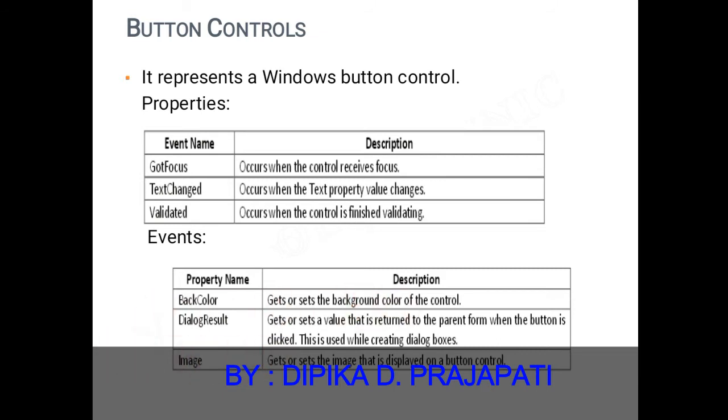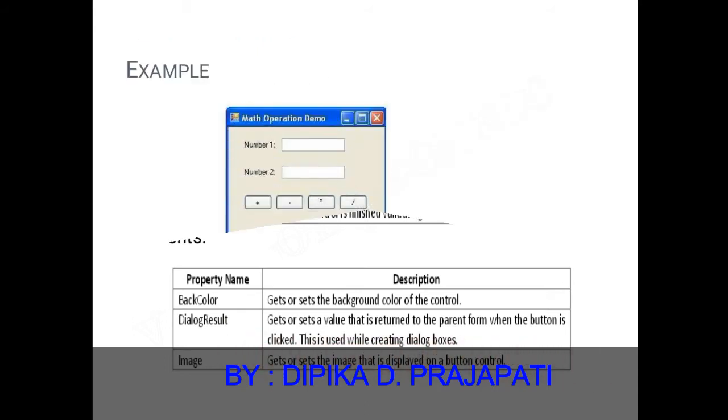The first property gets or sets the background color of the control. Dialog result gets or sets a value that is returned to the parent form when the button is clicked. This is used while creating dialog boxes. Image gets or sets the image that is displayed on the button control.